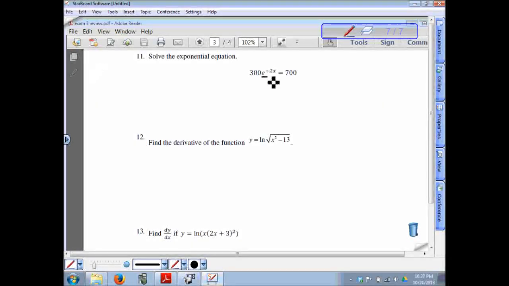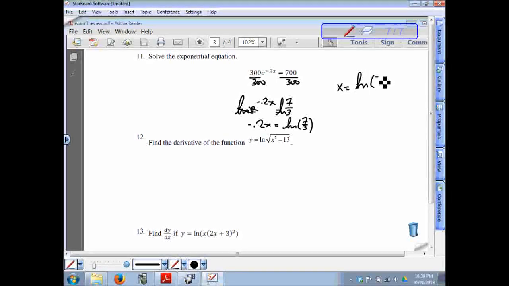Okay, question 11, we need to isolate the exponential part of this, which is e to the -0.2x. We need to get that by itself, so divide by 300. We have the equation e to the -0.2x is equal to 7/3. Now, we need to solve for x. As long as x is an exponent, we can't solve for it, so we need to cancel the base using natural log. So now we have -0.2x is equal to the natural log of 7/3. Divide both sides by -0.2 and we get the solution x equals natural log of 7/3 divided by -0.2.